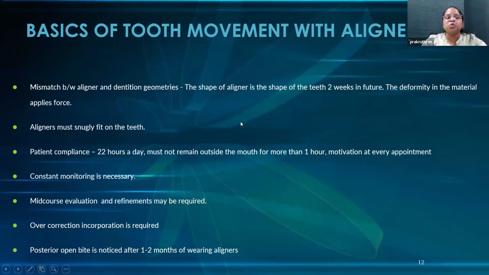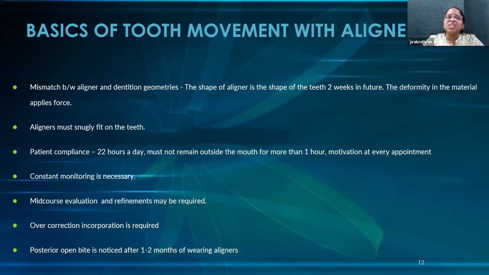Posterior open bite is noticed after 1 to 2 months of wearing aligners. If some of you are already treating cases, you will know one good thing: if you notice a posterior open bite after 2 to 3 months in a patient's mouth, the patient is wearing the aligners regularly. That is an indication that the patient is wearing them 20 to 22 hours a day. One more discomforting factor is that the patient will start complaining about inability to chew properly. The teeth are not touching, so he will have difficulty in chewing. He will complain about this.